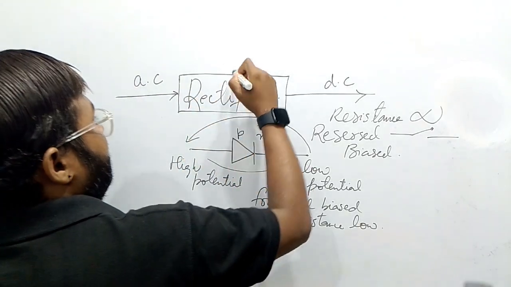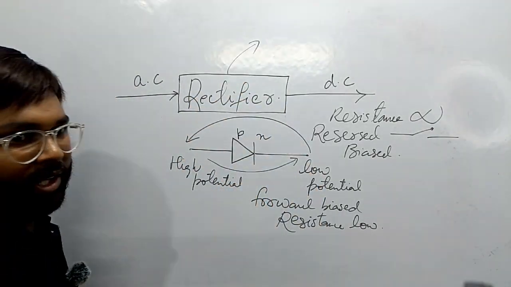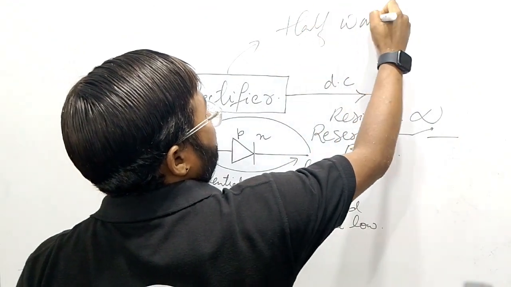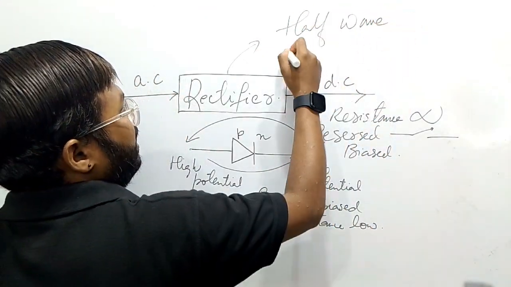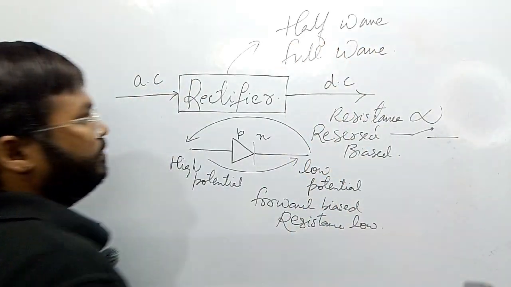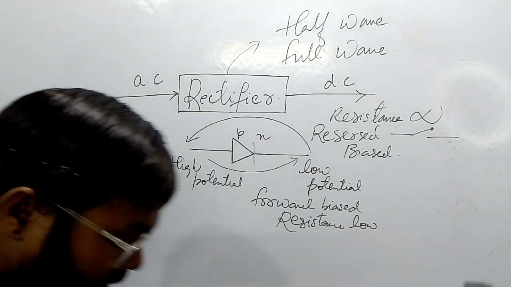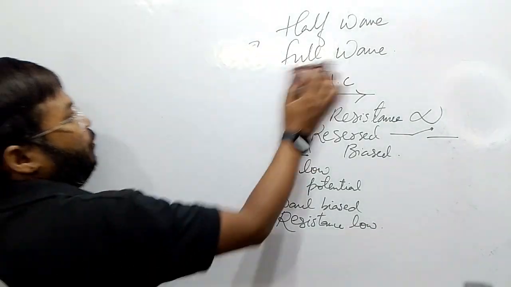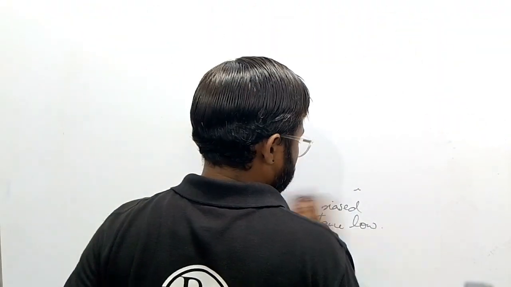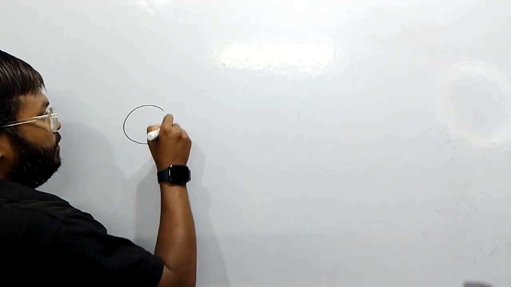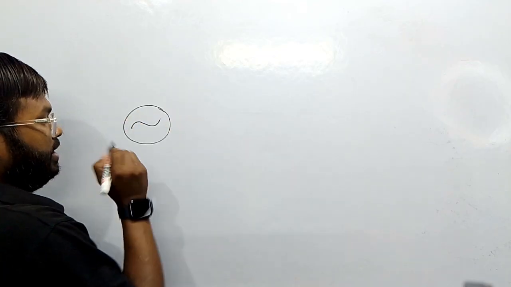We have two types of rectifier. One is the half wave rectifier and the other is the full wave rectifier. Let me draw the diagram and explain how the half wave rectifier works, and then the full wave rectifier. See, first of all, this is the input and this is AC.